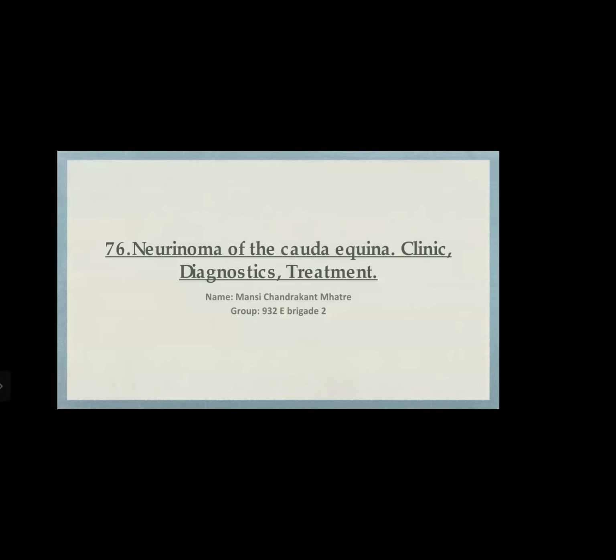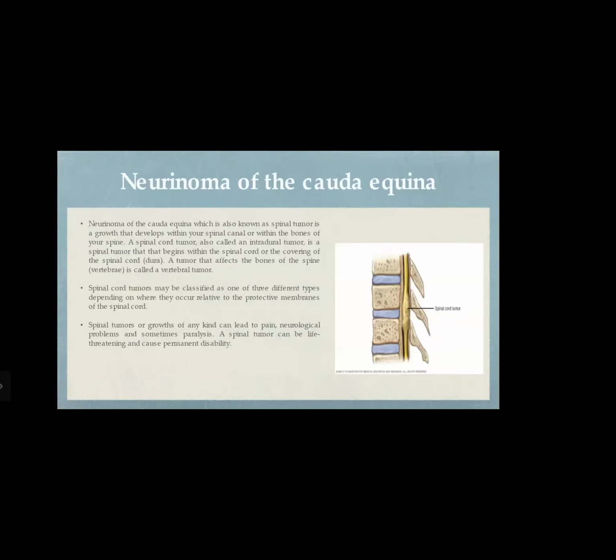Good morning. Today my topic is neurinoma of the cauda equina. Neurinoma of the cauda equina, which is also known as a spinal tumor, is a growth that develops within your spinal canal or within the bones of your spine.